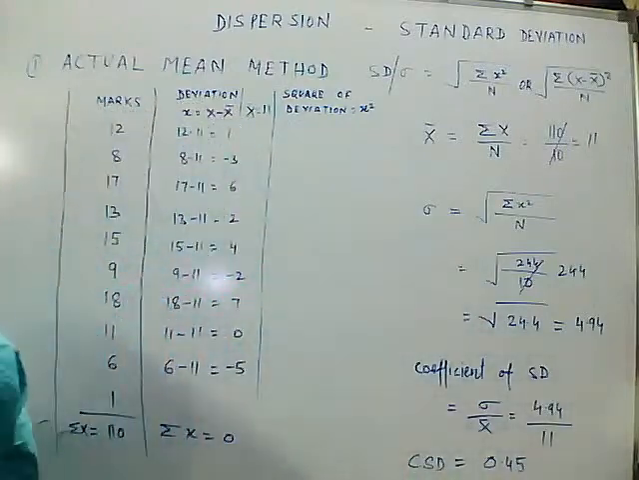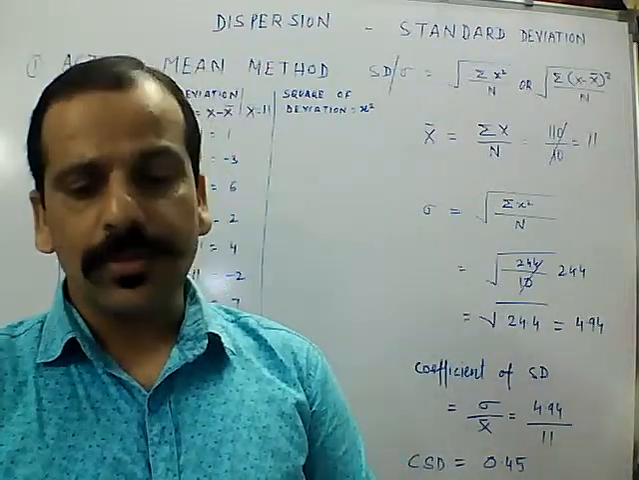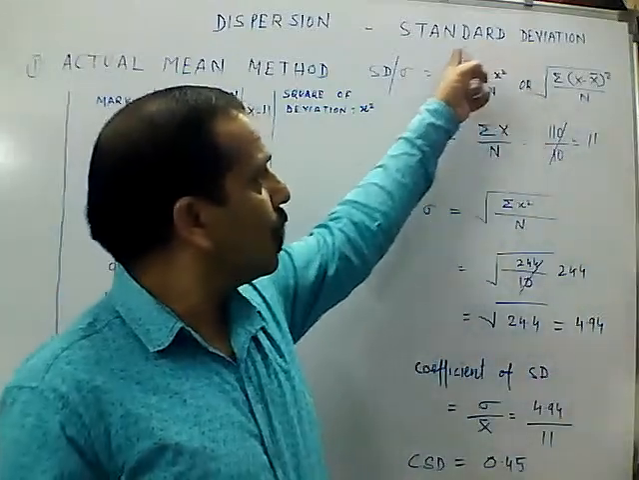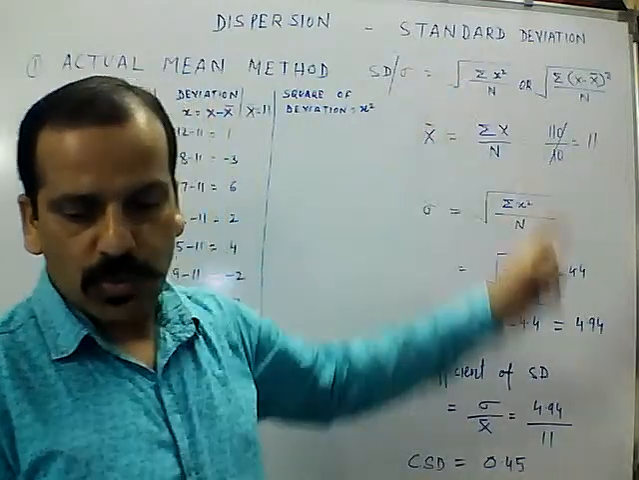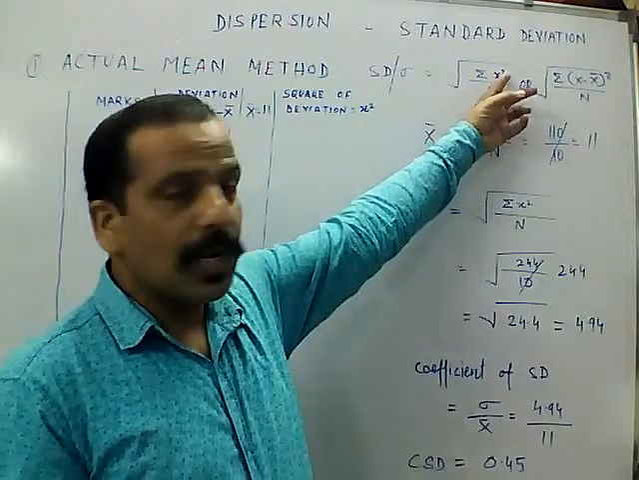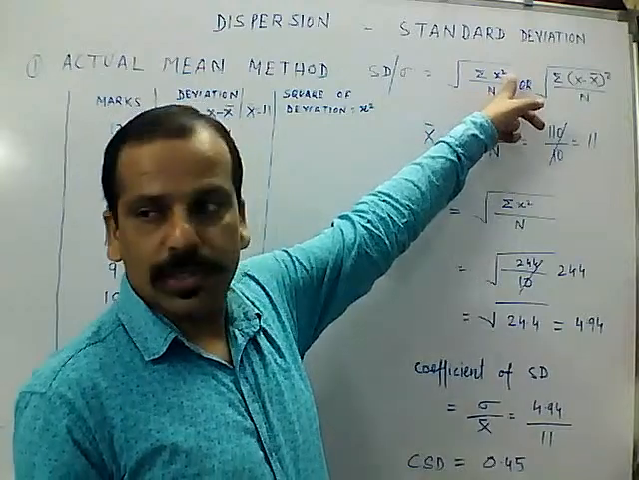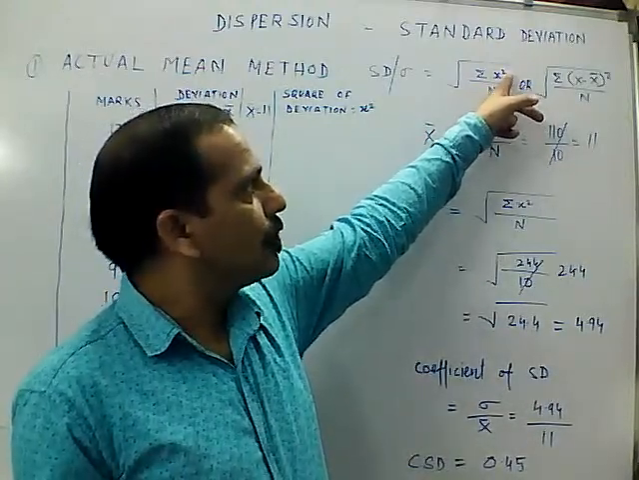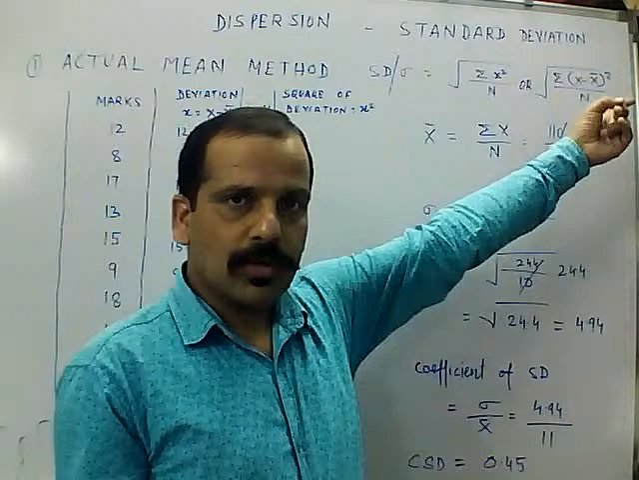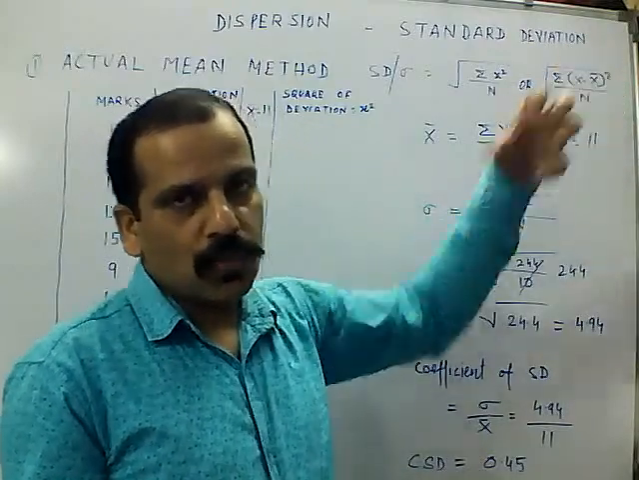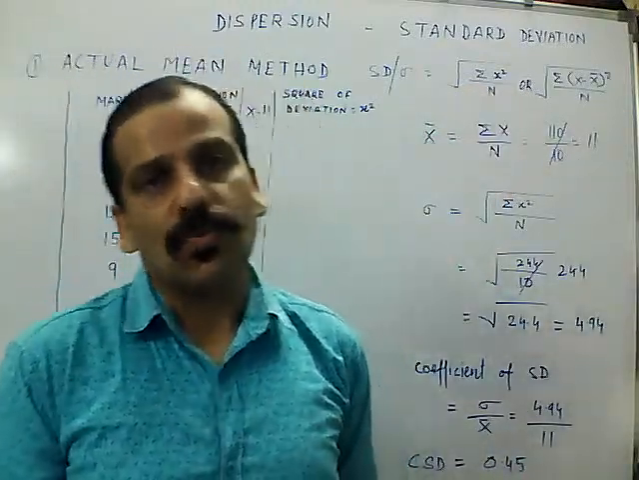Now I am going to read the formula of standard deviation. Standard deviation is the square root of the arithmetic mean of square of all deviations. So this is square of all deviation. I wrote here x square, or here we can write x minus x bar whole square. Are you getting? So the formula is from the definition only. Definition itself making the formula.